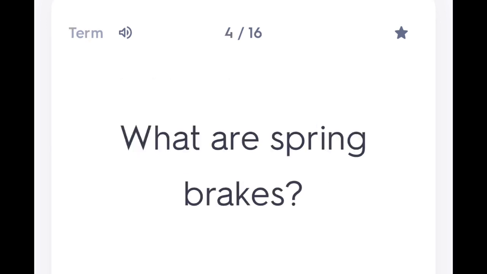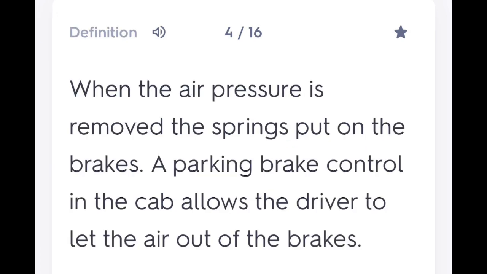Question 4. What are spring brakes? The answer to question 4 in subsection 5.1 is when the air pressure is removed, the springs put on the brakes. A parking brake control in the cab allows the driver to let the air out of the brakes.